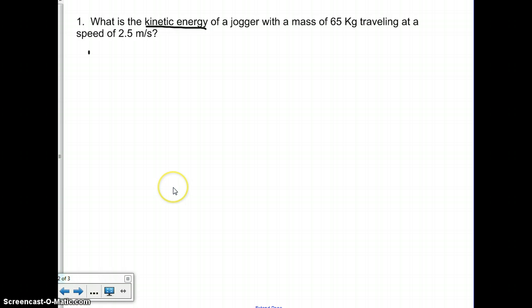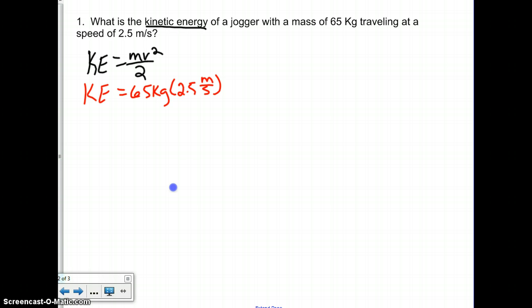Our first example is kinetic energy. So we know that we are solving for kinetic energy. So let's write the formula. And now let's plug in our knowns. We know the mass, that's 65 kilograms, and we know the speed, that's 2.5 meters per second. According to the formula, that's got to be squared, and then that whole product divided by 2.